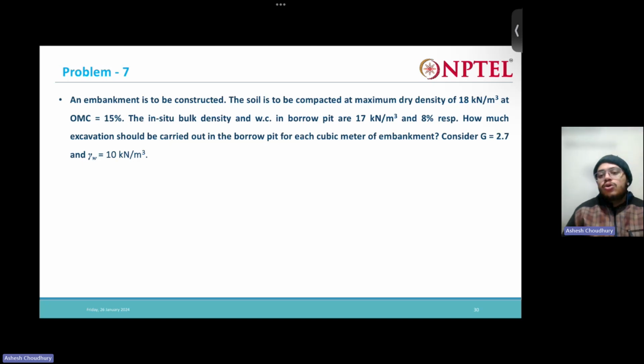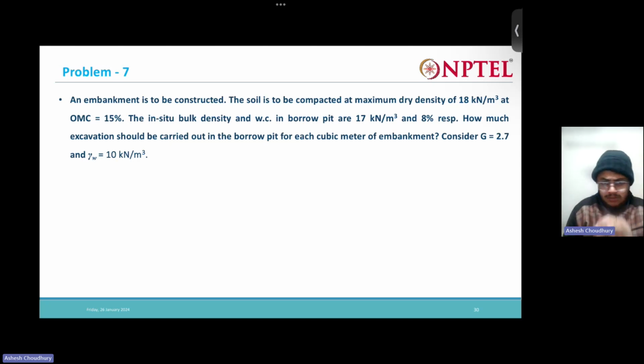Okay, so there is a borrow pit. Borrow pit means there is some place from where you have to excavate the soil and carry it to some other place and build an embankment. From one place you need to carry the soil to build an embankment at the other place. Now the properties of the borrow pit are given and the required properties of the embankment are given.